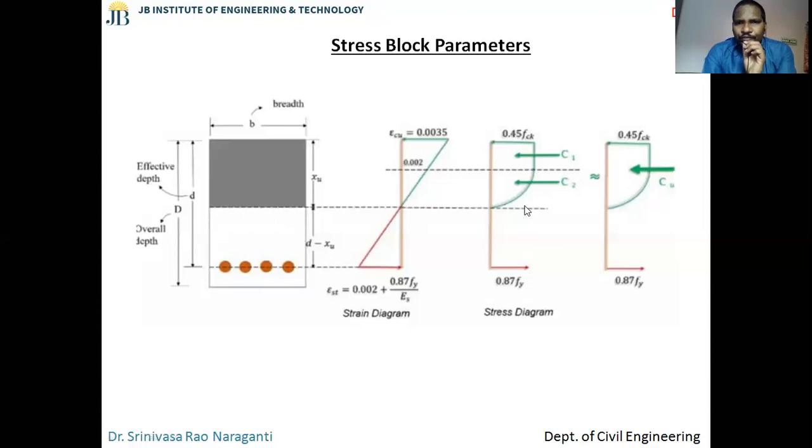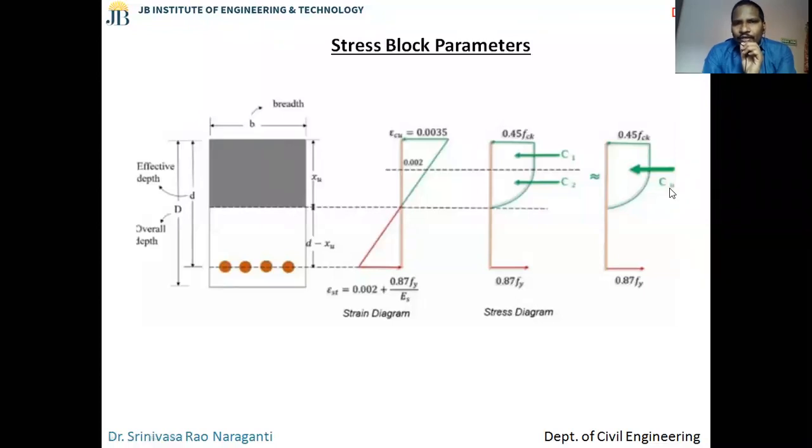Now, if you look at this, we have two portions in the stress block diagram. Here is the rectangular portion, let us say force C1 is acting here. This is the parabolic portion, let's say force C2 is acting here. Now I want to find out the equivalent force acting at the center of gravity of this portion, that is, the total force acting. I'm denoting this with Cu.